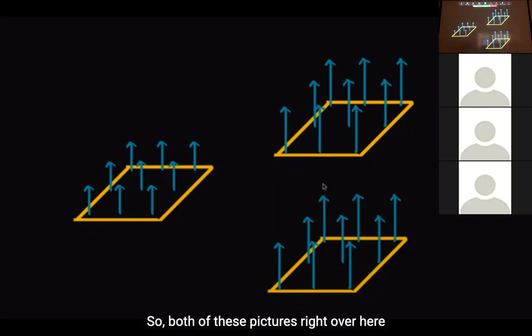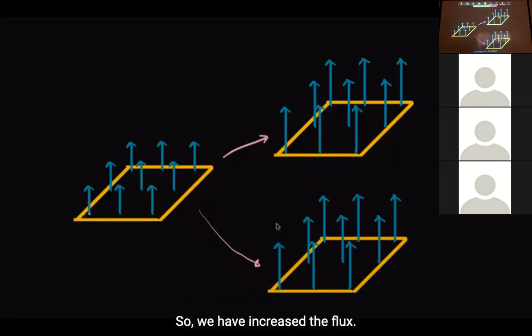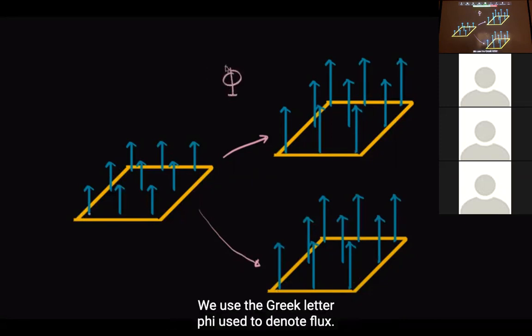So both of these pictures right over here actually show the same scenario where we have increased the flux. We have increased the flux with weights on the surface defined by the wire. At every point, the magnetic field is now stronger. So we have increased the flux.